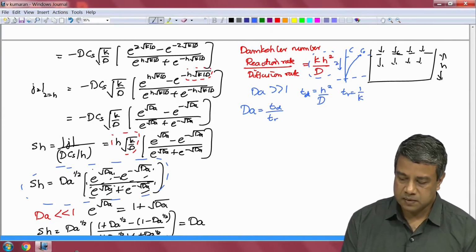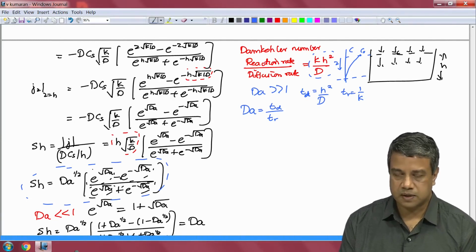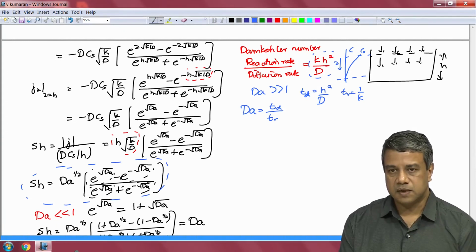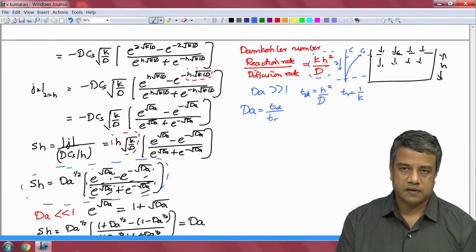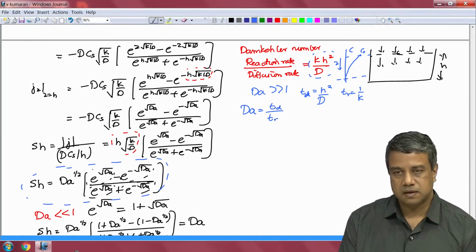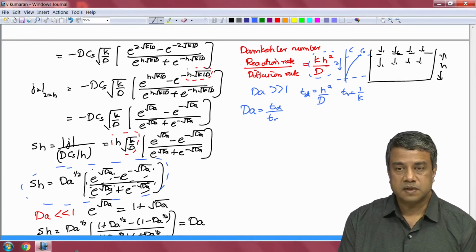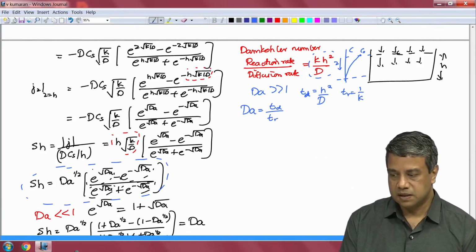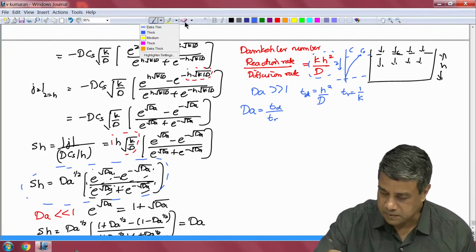If the Damkohler number is small, the diffusion time is small compared to the reaction time. Therefore, the material will diffuse over the entire thickness h before it reacts very much, and the concentration will be close to a constant. If the reaction time is much smaller than the diffusion time, the material will not progress very far before it reacts.